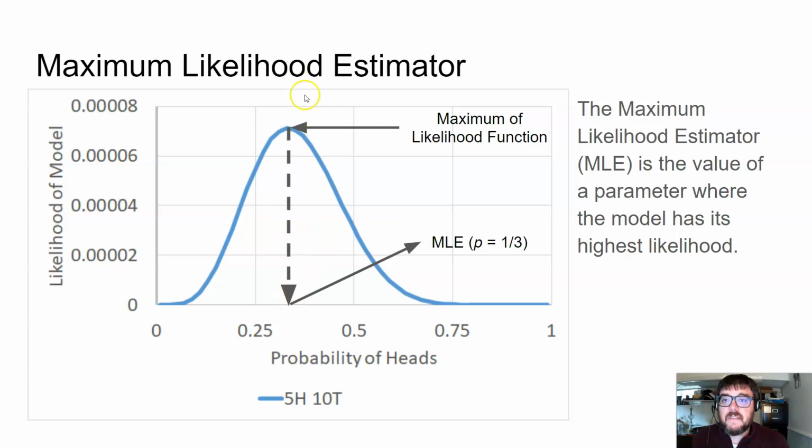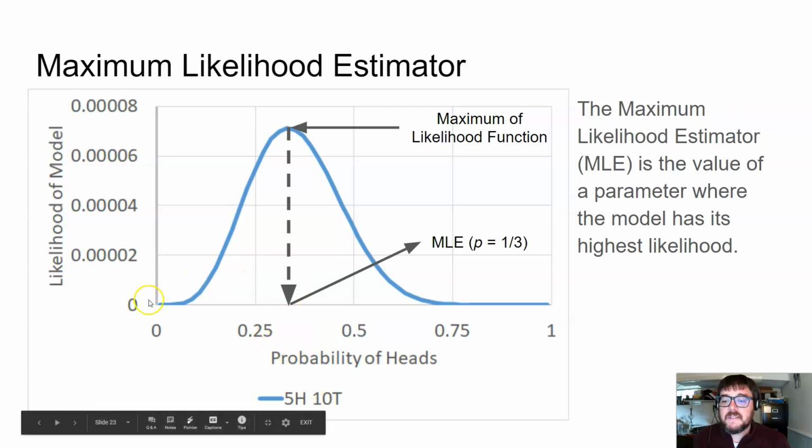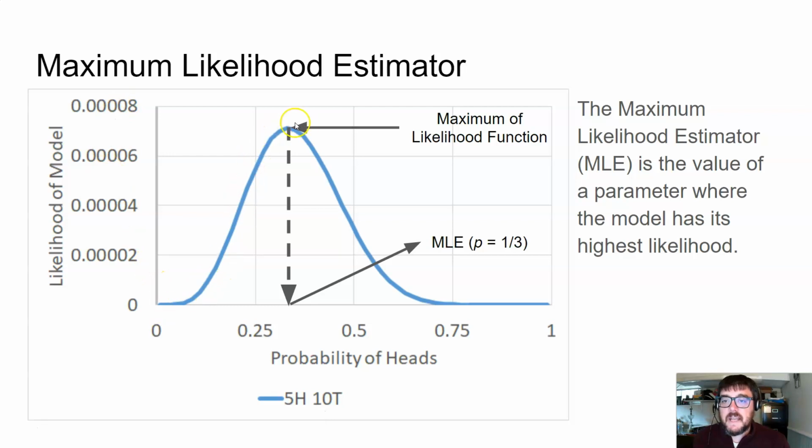We can see that in many of these functions, the position of the parameter with the highest likelihood doesn't change with the sample size. So here's with 5 heads and 10 tails. This is not log scale, this is a linear scale. You can see that the maximum likelihood here occurs at 1/3. So that 1/3 is our maximum likelihood estimator. And we'll talk a little bit more about those in a second.